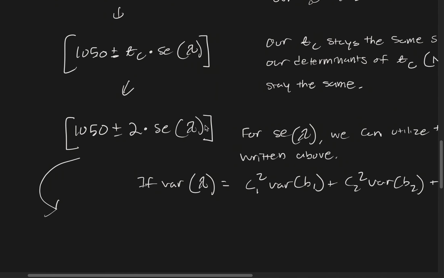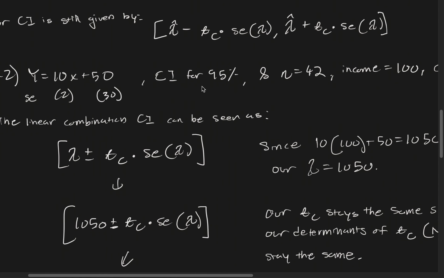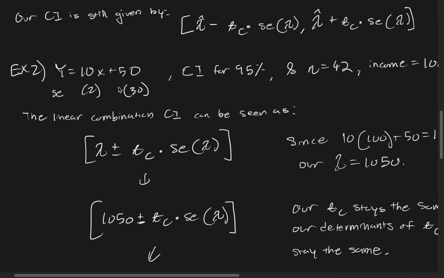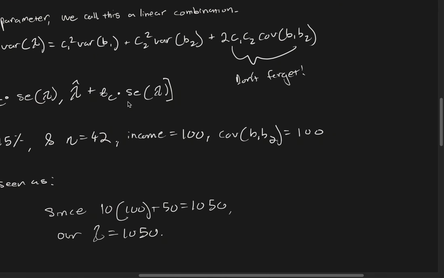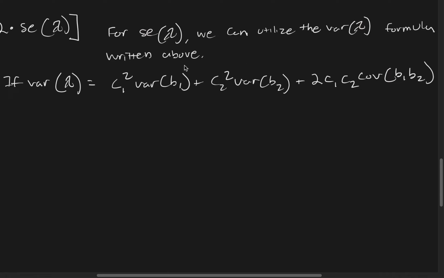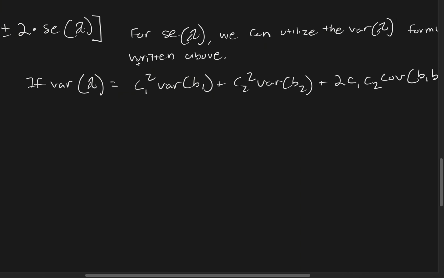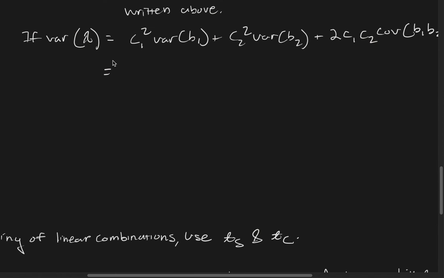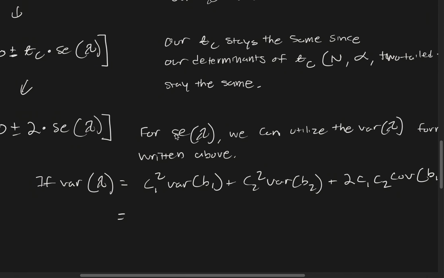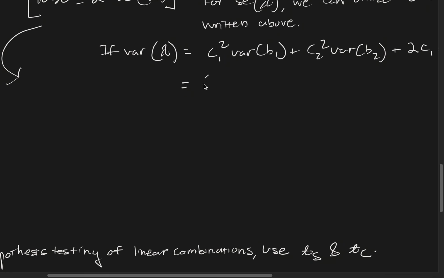So when we do plus or minus, the hardest part is the standard error of the lambda. Now I did give the standard errors of the variables here, but we have to input those into the formula I gave here because again, it is slightly different for the whole linear combination equation. And so if we plug that in here, we get the c1 squared. Now the coefficient of our intercept is just 1 because it's an intercept. So we can just say 1 squared.